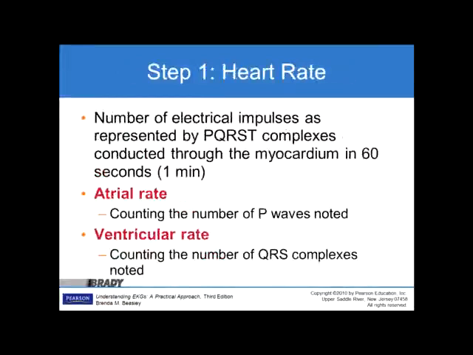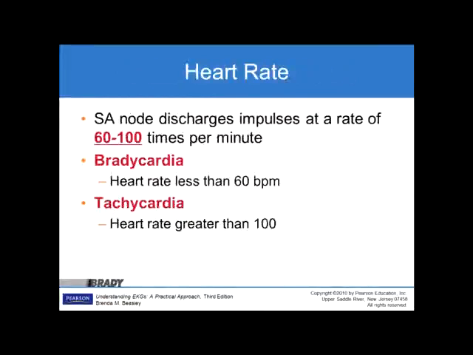Step 1, the heart rate. The number of electrical impulses, as represented by PQRST complexes, conducted through the myocardium in 60 seconds or 1 minute. Atrial rate is counting the number of P waves that you note, and ventricular rate is counting the number of QRS complexes that are noted. The sinoatrial node discharges impulses at a rate of 60 to 100 times per minute. Bradycardia is a heart rate less than 60 beats per minute, and tachycardia is a heart rate greater than 100 beats per minute.